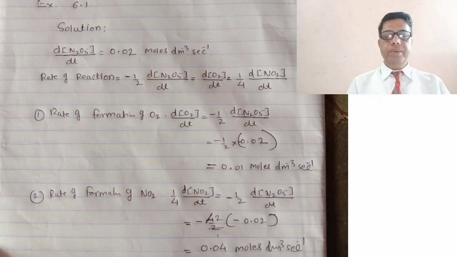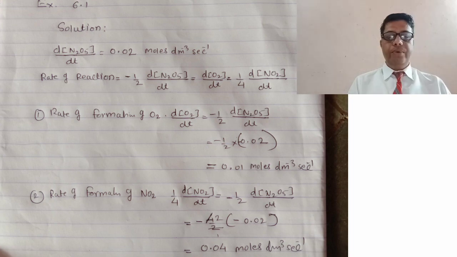Here the rate of change of concentration of N2O5, dN2O5 by dt, is equal to 0.02 moles per cubic decimeter per second. Here the rate of consumption or disappearance of N2O5 is given. So how is the rate of reaction written? Rate is equal to minus 1 half dN2O5 by dt is equal to dO2 by dt is equal to 1 by 4 dNO2 by dt.